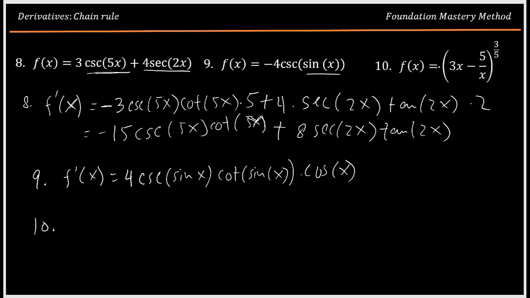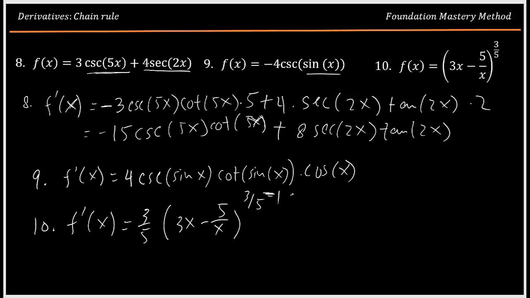So this whole thing we can just say x to the n. So the derivative will be 3 over 5 and then 3x minus 5 over x to the 3 over 5 minus 1, and then we have to take derivative of inside, which is 3 plus 5 over x squared, because we know derivative of 1 over x is negative 1 over x squared, and we are done.